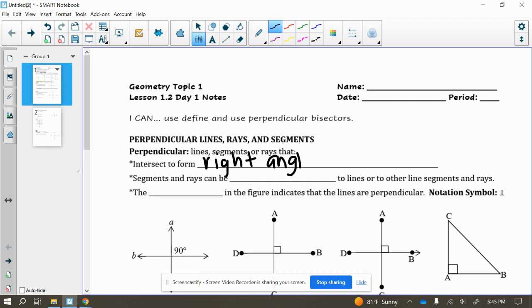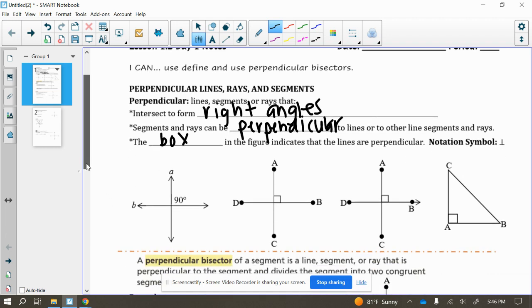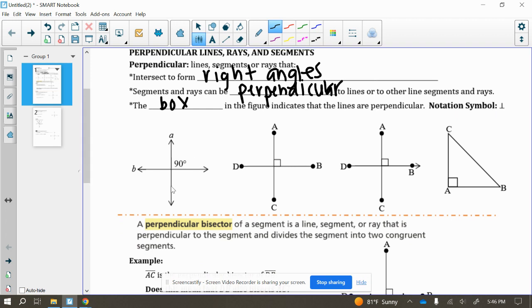Now, segments and rays can be perpendicular to other lines or other segments and rays. The box in the figure indicates that the lines are perpendicular. Notice the symbol for perpendicular is this figure right here. It almost looks like you're creating two small right angles. Okay, and again, you're going to see perpendicular lines represented a variety of ways.